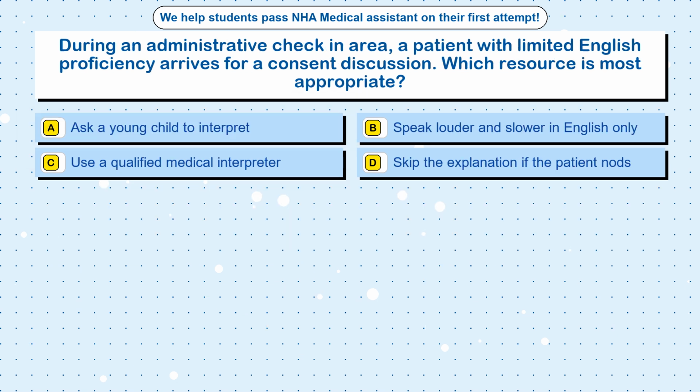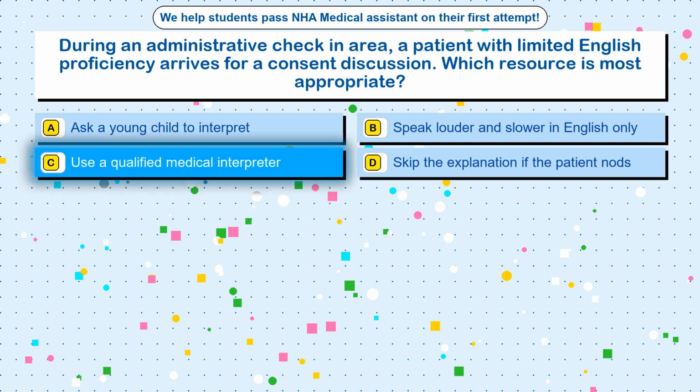Question 87. During an administrative check-in area, a patient with limited English proficiency arrives for a consent discussion. Which resource is most appropriate? Option A. Ask a young child to interpret. Option B. Speak louder and slower in English only. Option C. Use a qualified medical interpreter. Option D. Skip the explanation if the patient nods. The correct answer is option C.